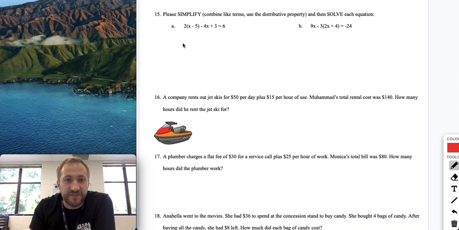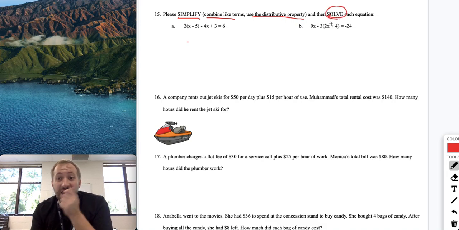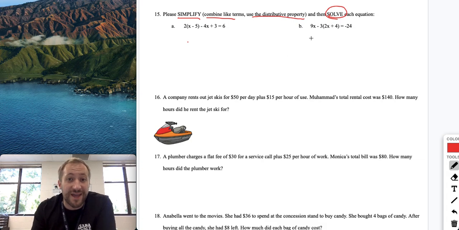So looking at question 15, it says, please simplify. And by simplify, all we mean is combine like terms or use the distributive property. Those are the two methods of simplifying we talk about. And then solve each equation. Hey, this is kind of using all those methods we talked about the entire study guide and then putting them all together. So we have simplifying expressions that we talked about a lot, and then we're going to solve an equation. But look, it's all in the same problem.